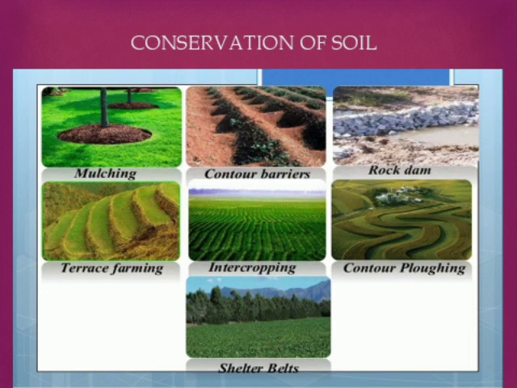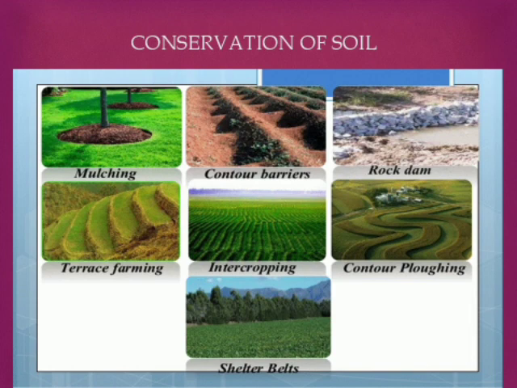Then terrace farming. This type of agriculture is used on steep slopes. And intercropping. Intercropping means different types of crops are grown in alternate rows and are sown at different times to protect the soil from rainwash.